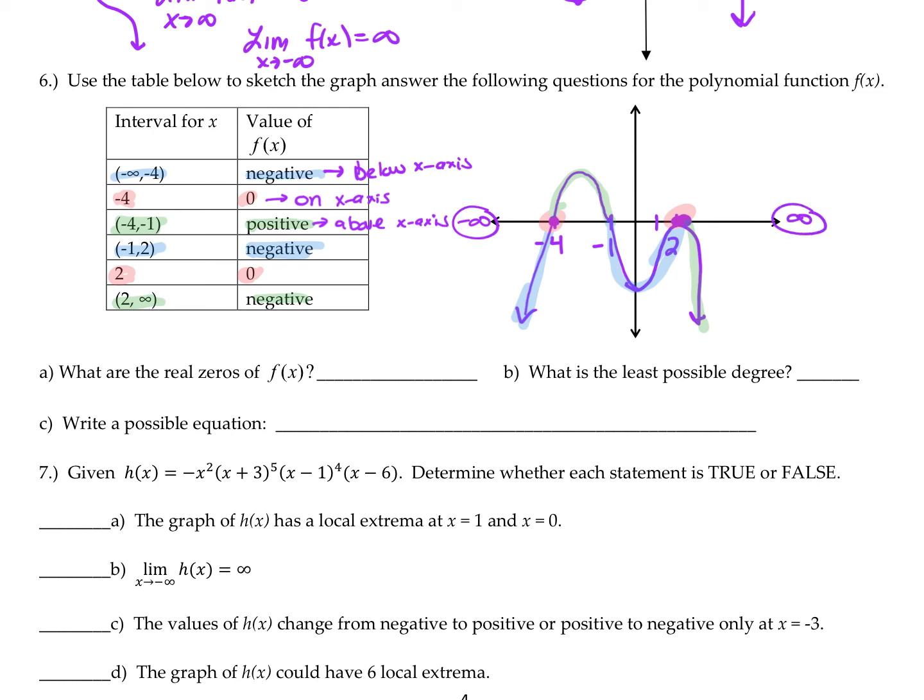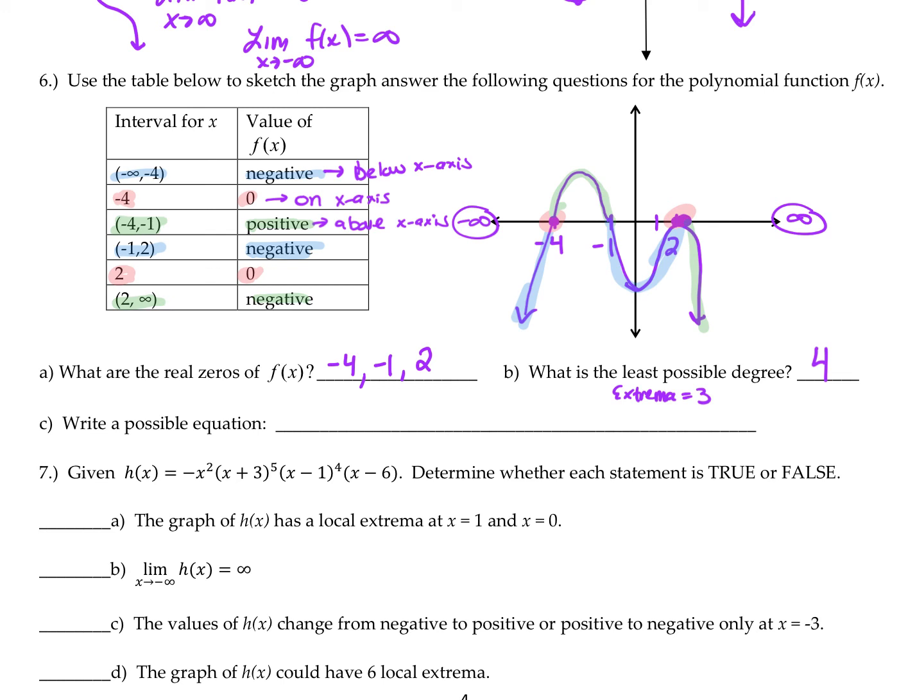So let's answer some questions about the graph we sketched now. It says, what are the real zeros for f of x? So I would say negative 4, negative 1, and 2. What is the least possible degree? Well, since I have 3 extrema, that means the lowest possible degree would be 4, because my extrema equals 3. Write a possible equation. Okay.